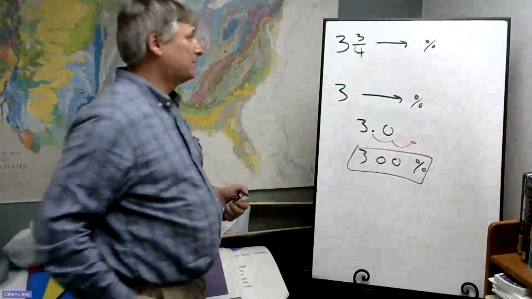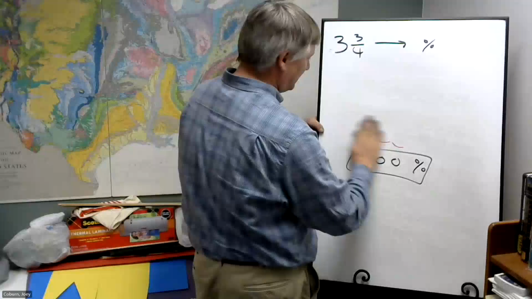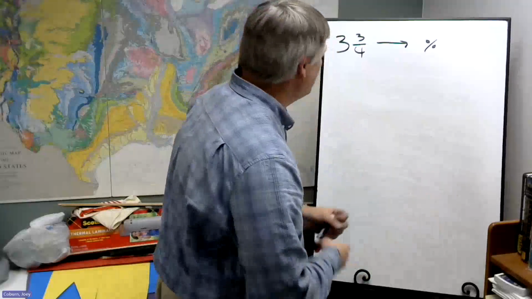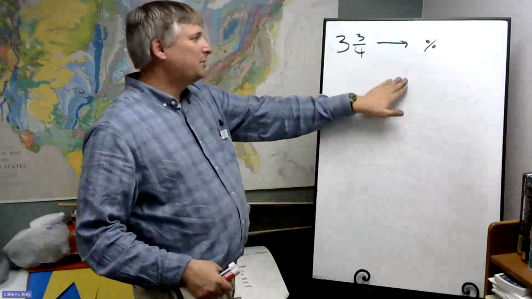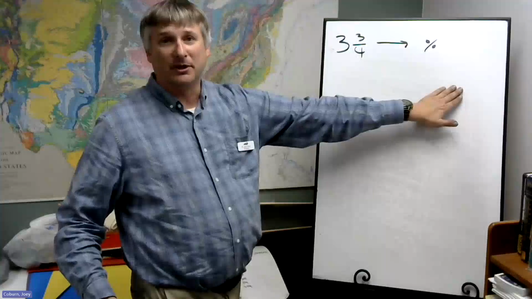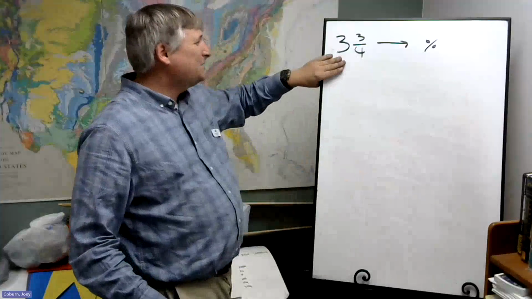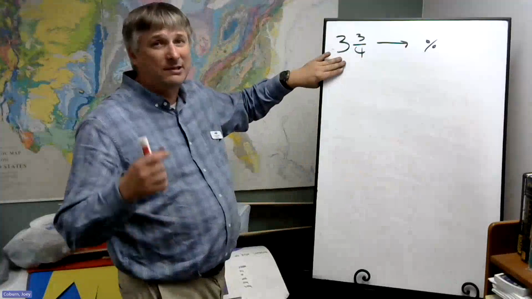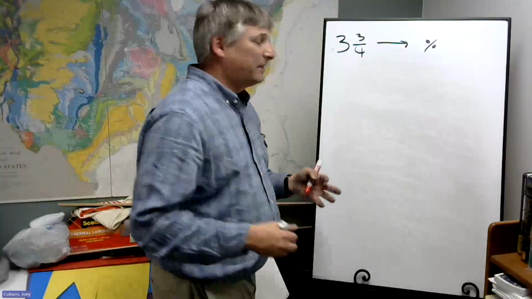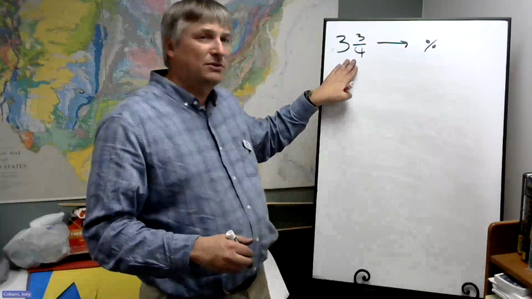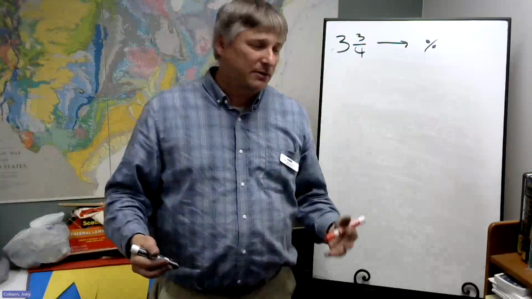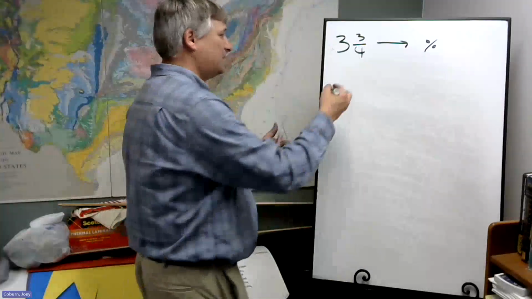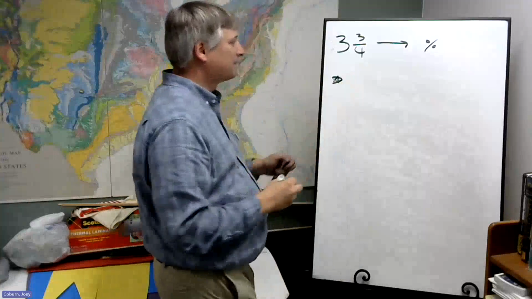All right, how do we do this? Well, again, what we're going to do is convert a fraction to a decimal and a decimal to a percent. So what's the easiest way to convert this to a decimal? Well, again, with arithmetic, when we have mixed numbers, it's easier to work with improper fractions. So this is sort of an extra step.